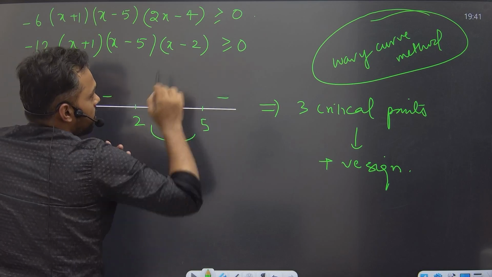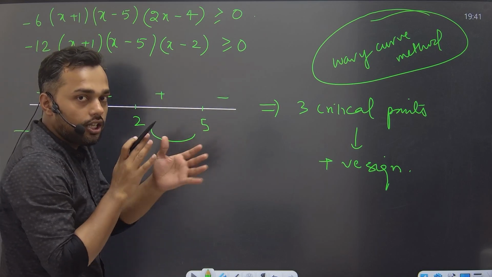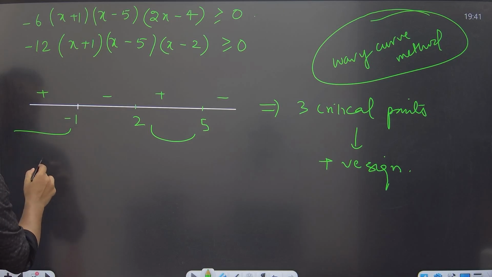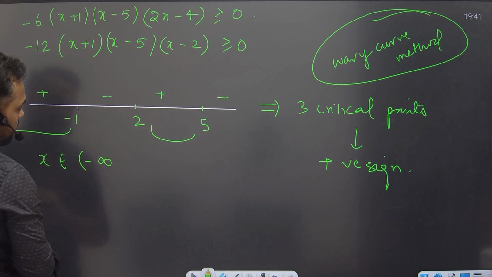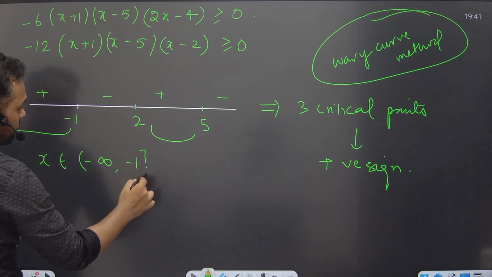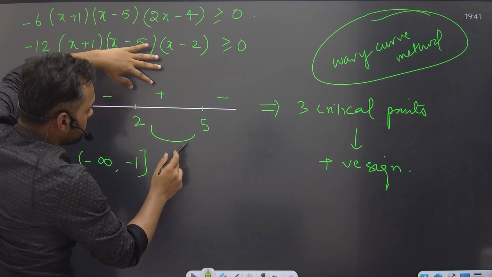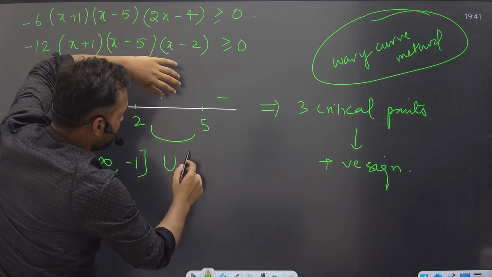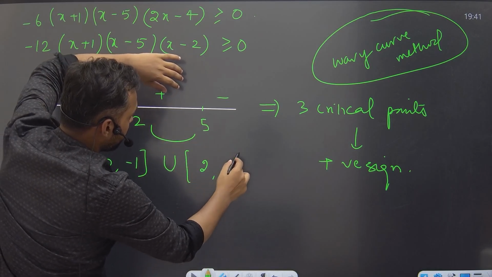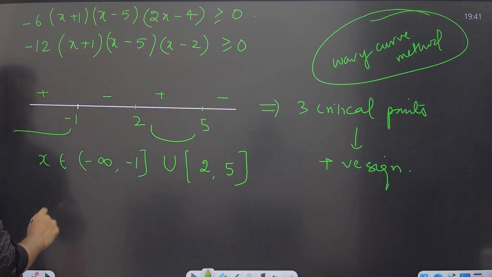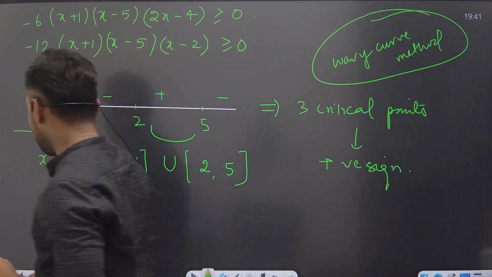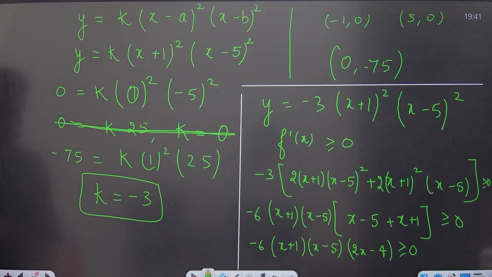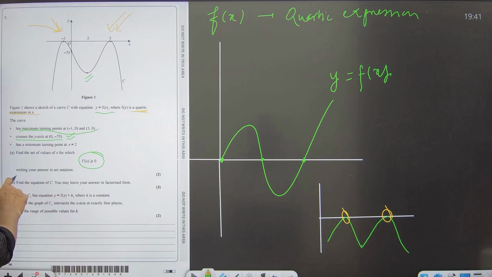Now the sign here is greater than or equal to, so all inclusion signs will be written here. So x will lie in the range of negative infinity, open bracket, to negative of 1, close bracket, union of the positive sign from 2 to 5, close bracket. So this is the range of the value of x. Now write your answer in the set notation which we have done.